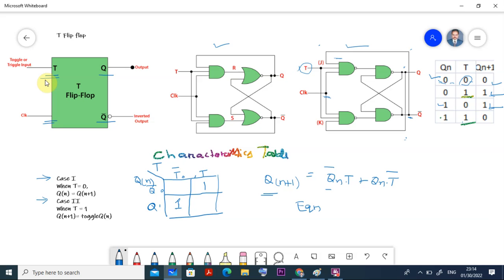One more time I will revise and refresh all things, starting from the block diagram. In the block diagram you can clearly see there is only a single input T. Same input is provided at the J as well as at the K, if you remember the previous JK flip-flop, and one clock pulse is provided here. This is the clock, and the output will be usually Q and Q bar. And as I told you, I am going for the NAND gate.